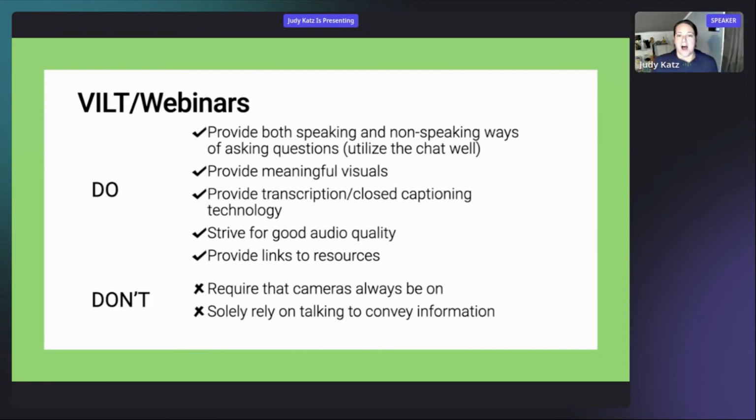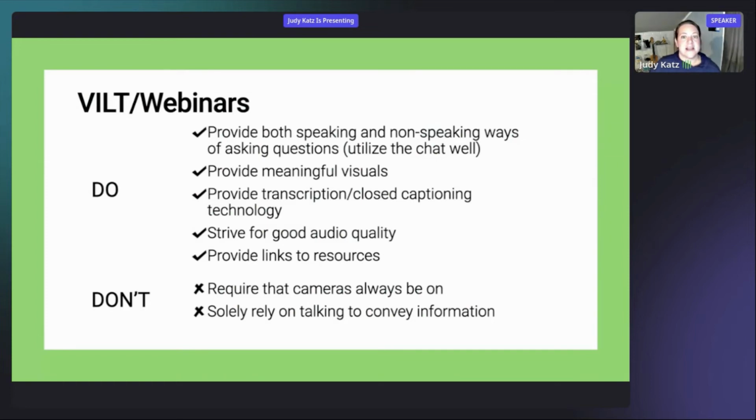So utilize the chat. Have a producer if at all possible. Do things, like having slides, that can minimize the need for auditory only inputs. When possible, have closed captioning and/or transcription. This is not just for people who can't hear.